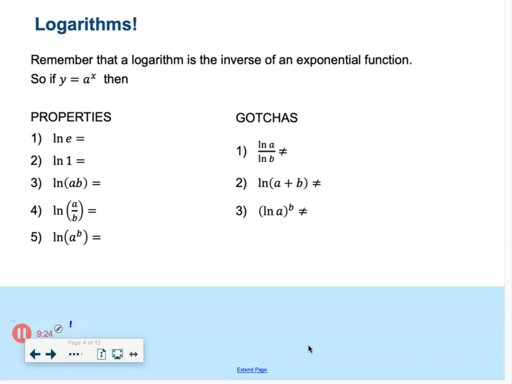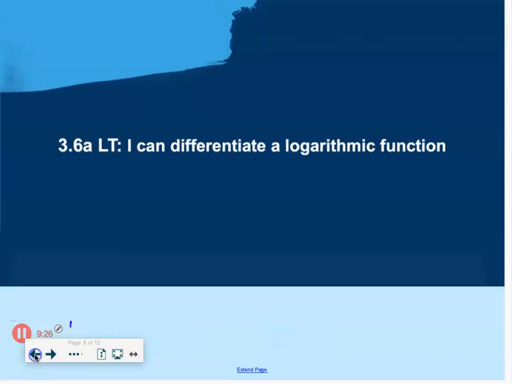Oh, did I never show you the starting page? I'm so sorry. It's because I skipped that first warm-up because of the internet issues. This is 3.6a. 3.6a is derivatives of logs. Tomorrow we're going to do 3.6b, which is called logarithmic differentiation, which sounds the same, but it's not.